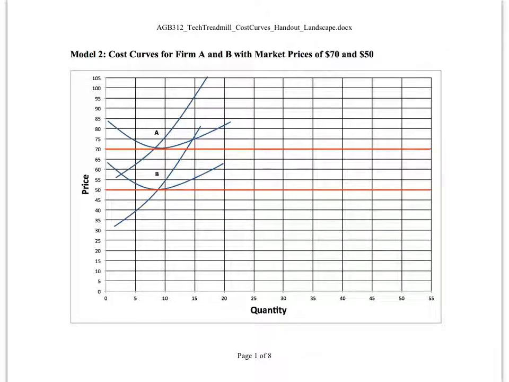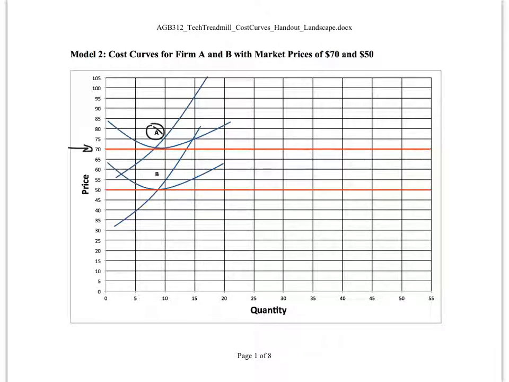All right, so what we first have is technology A right here, and as you can see, at the price of $70, that technology generates a zero profit. So that price of 70 is the break-even price for technology A.